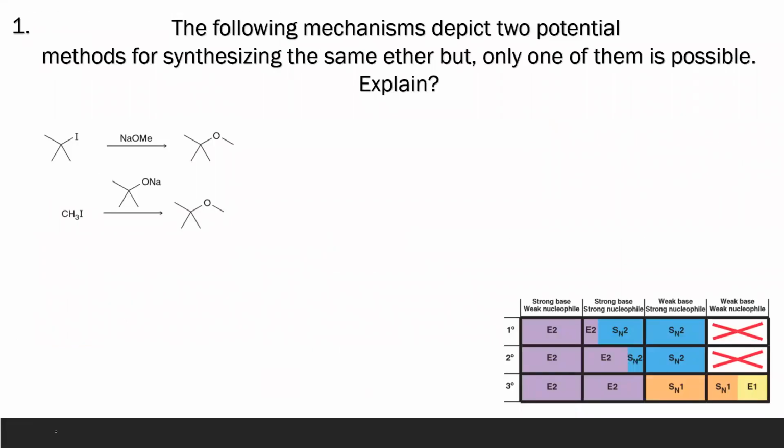The following mechanisms depict two potential methods for synthesizing the same ether, but only one of them is possible. Explain. So first, you want to take a look at your substrate. We have a tertiary substrate in this case. And let's look at our reagents. We have sodium methoxide, which is a strong base, strong nucleophile. So in this case, if you treat this tertiary substrate with sodium methoxide, instead of getting your desired ether product, you are actually going to get an elimination product.